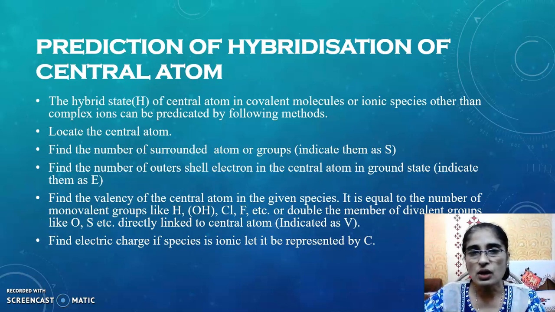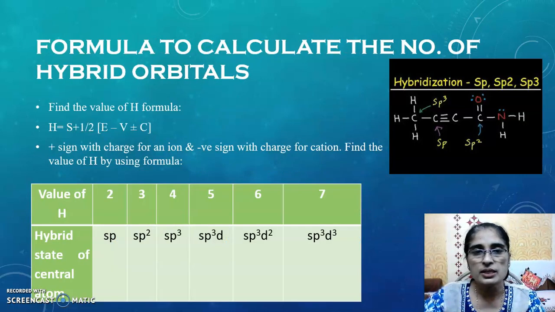Next is the number of outer shell electrons in the central atom in the ground state, which is represented by the symbol E. Now, these surrounded atoms may be univalent or bivalent. If it is univalent, we write the valency as 1, and if it is bivalent, we write 2, and the symbol to represent the valency is V. Find the electric charge if the species is ionic, which is represented by the symbol C.